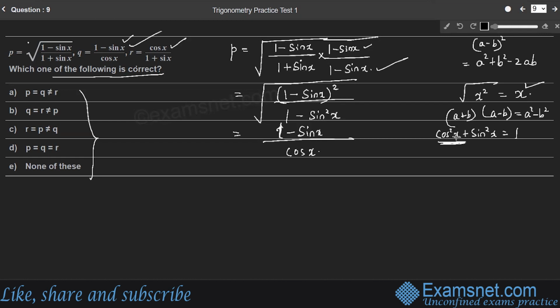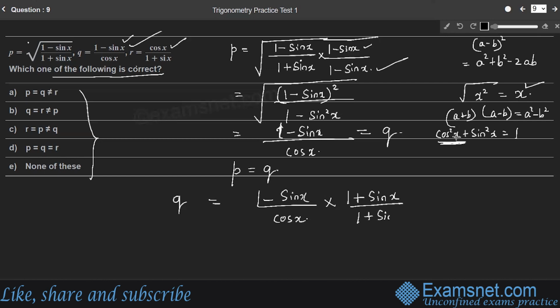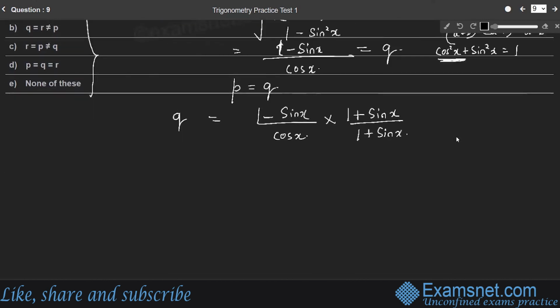So according to the question, (1 - sin x) by cos x is Q. Therefore, we can conclude P is equal to Q. So in the next part, we have to consider R, whether P and Q are equal to R or not, right? For that, we'll consider Q, which is (1 - sin x) by cos x. So we'll multiply and divide the right-hand side by (1 + sin x), the inverse of (1 - sin x), right? Here 1 + sin x is the inverse of 1 - sin x.